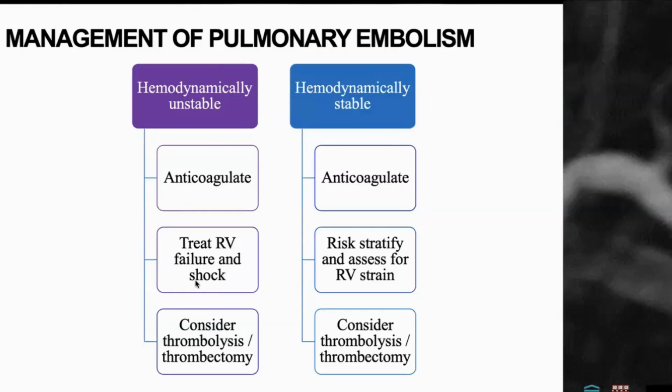Then step two is you need to treat RV failure and the shock. That should be your first step, to stabilize the patient. Then you can think about doing all your fun stuff, your thrombolysis, your thrombectomy. But the first thing you need to do is treat the RV failure and the shock. And this is probably the most important point from today's talk: as interventional radiologists who treat massive PE, because we come in at this step normally, you really should know, if not be comfortable with, treating RV failure and shock.